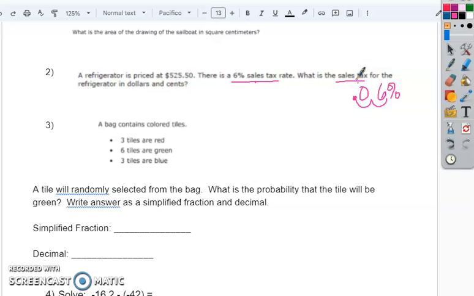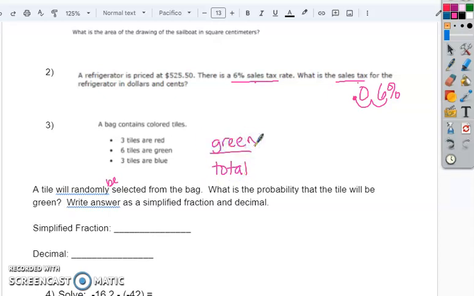Okay. Number 3, a bag contains colored tiles. A tile will randomly be selected from the bag. What is the probability the tile will be green? Write answer as a simplified fraction and decimal. So, hopefully you know we want a total on bottom and we want the green on top.